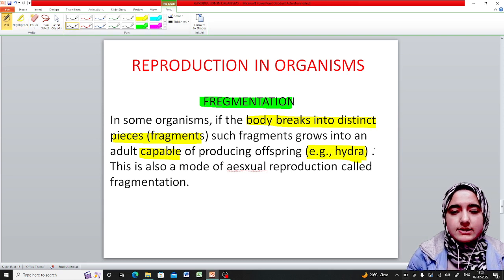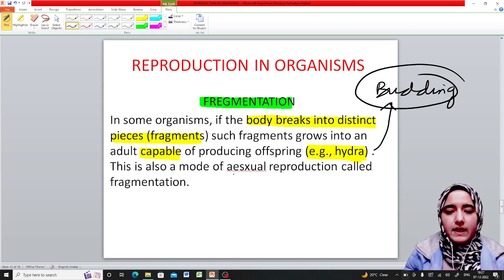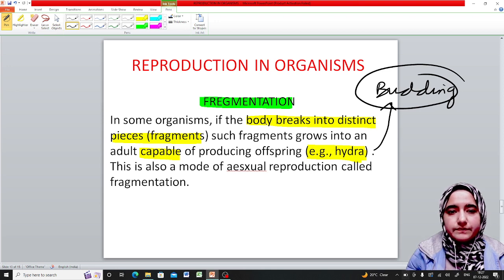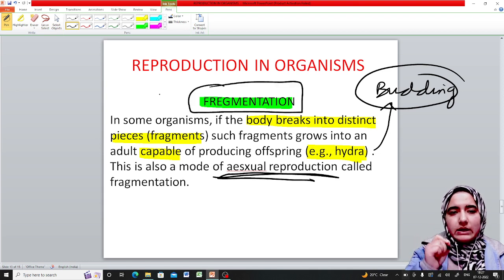We have an example here, hydra. You also saw that in some hydra, budding took place, right? That means hydra can undergo both budding and fragmentation. I gave you one more example, earthworm. Fragmentation also takes place in earthworm. This is also a mode of asexual reproduction, known as fragmentation, in which if any piece of the body breaks off, a new organism or offspring can arise from that part. I hope this concept of fragmentation is clear.